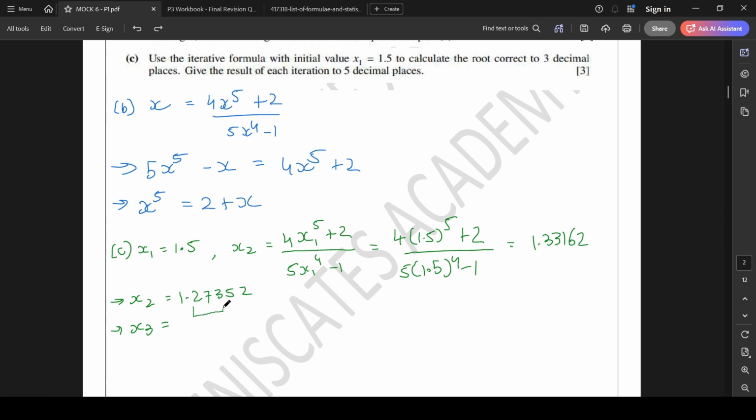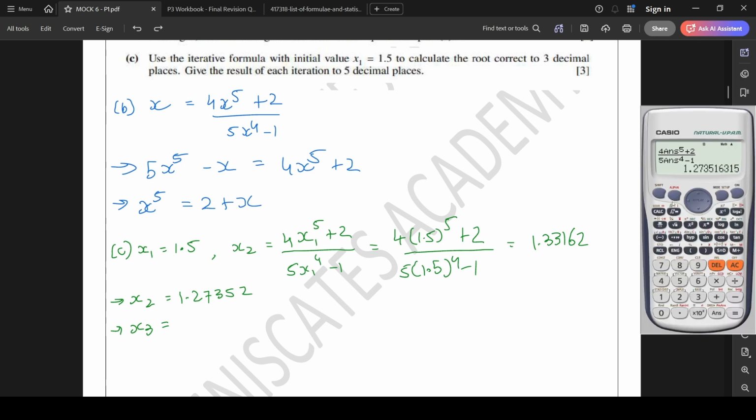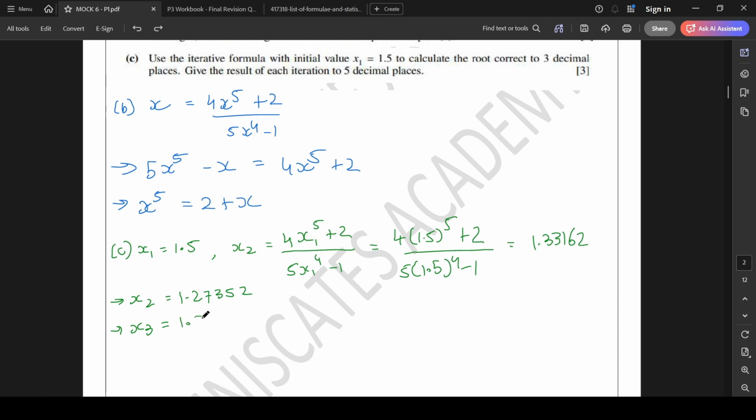According to the 3 decimal places over here, if my numbers keep on converging at least 2 times, I'll keep on writing my answers and then I'll stop. So my x3 value will become 1.26712345, so 1.26724. All these values are correct to the 5 decimal places. This number will keep on changing from question to question, so always make sure to read it properly.